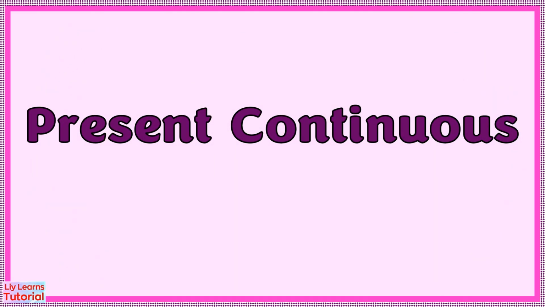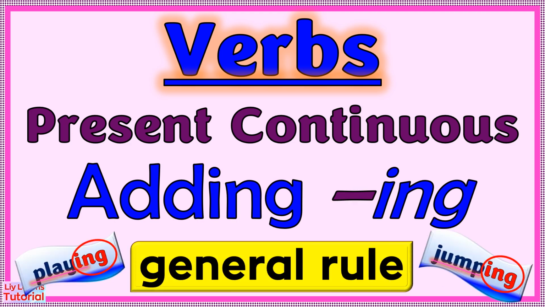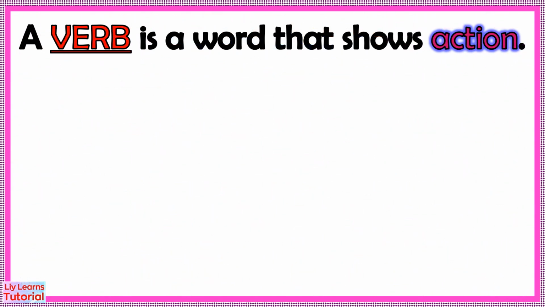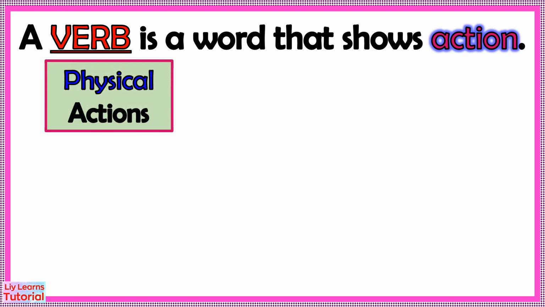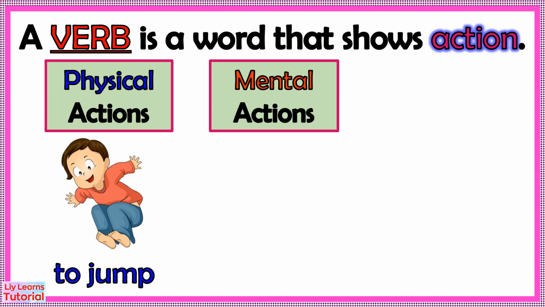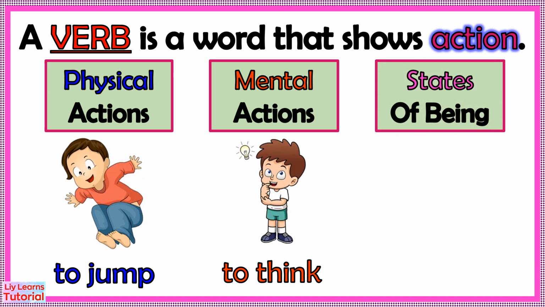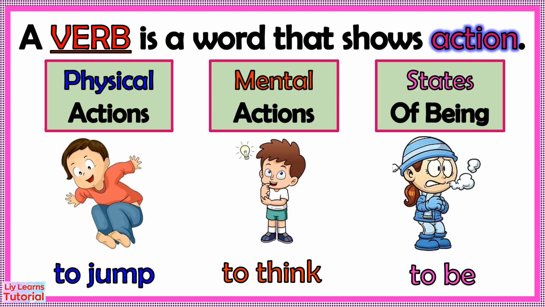In today's lesson, we will learn the present continuous form of verbs by adding ing using the general rule. A verb is an action word. It expresses physical action, like jump, mental actions, like think, or states of being. The verb to be, for example, am.